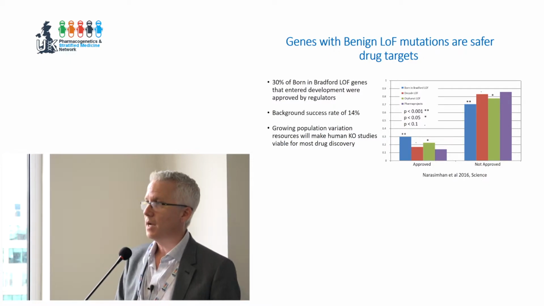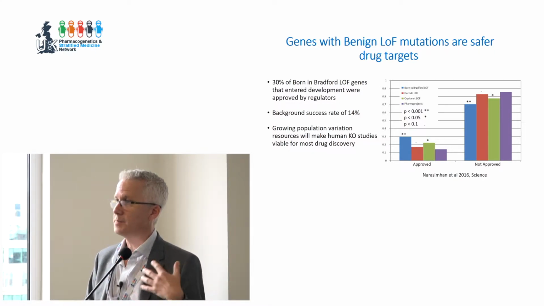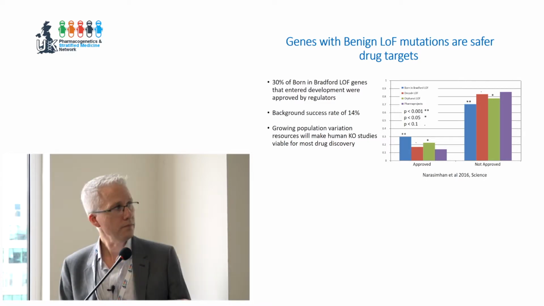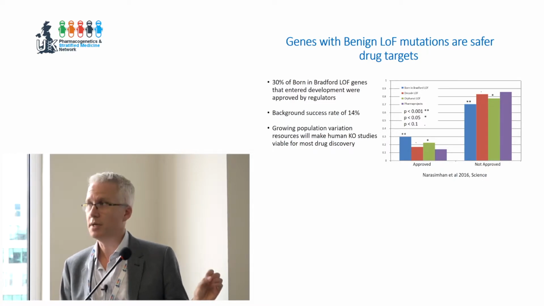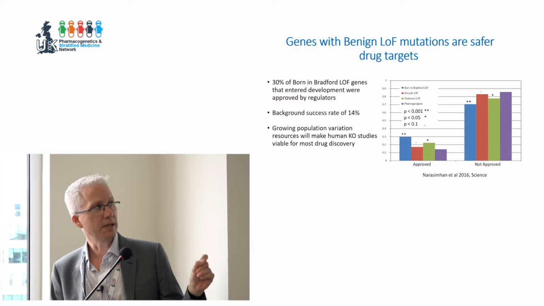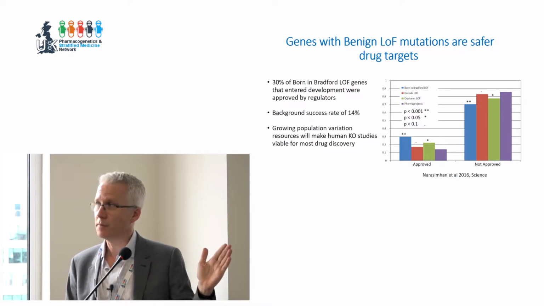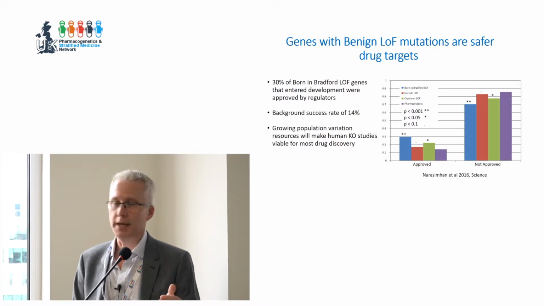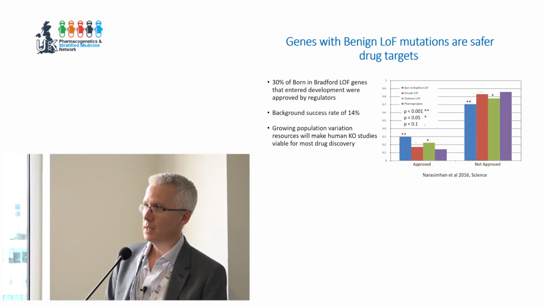We also took those genes and looked at their rates of success in a database called PharmaProjects, which is a database of pharmaceutical projects that are ongoing. And the bottom line here is that if we looked at the approved genes that had benign loss of function mutations, 30% of those genes got to be approved, whereas the background success rate of approval for a gene from phase 1 to market is about 14%. So again, it roughly doubles. They're half as connected in networks, and they appear to be twice as likely to go successfully to the market. So what we're seeing here is that genes with benign loss of function appear to be safer and surer targets to modulate.